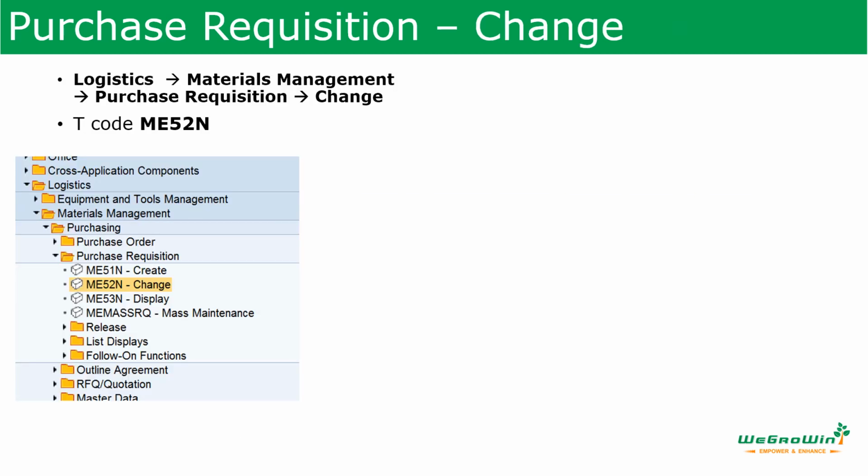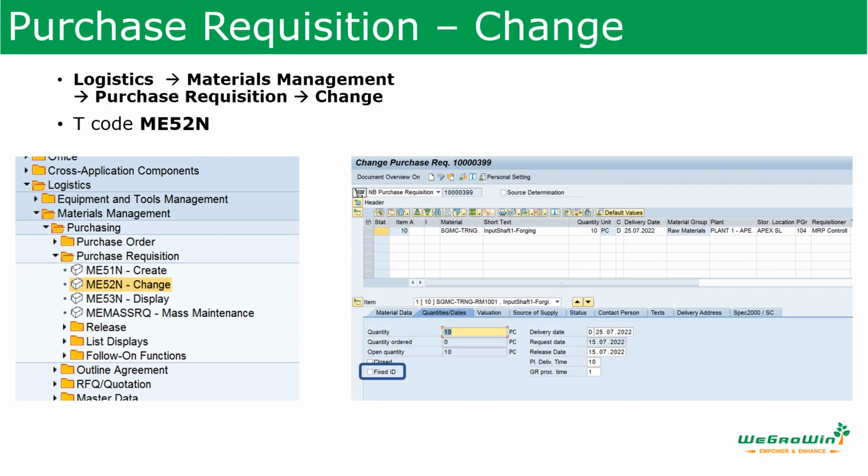Now we will discuss how to carry out changes in purchase requisitions. To change a purchase requisition manually, transaction code ME52N is used. The menu path is shown here. Please note that a purchase requisition without a fixed indicator will be changed automatically by MRP if there is a change in the need date or quantity. A PR with a fixed indicator must be changed manually only.